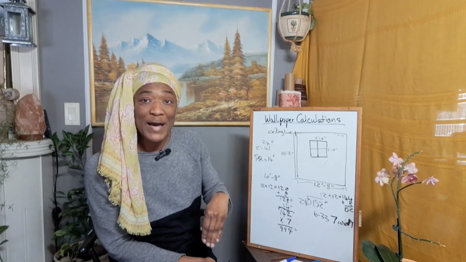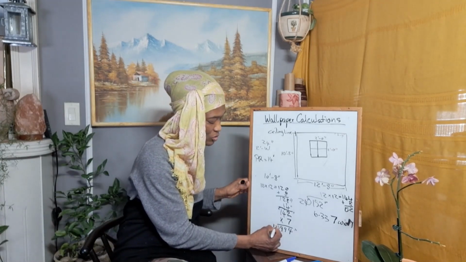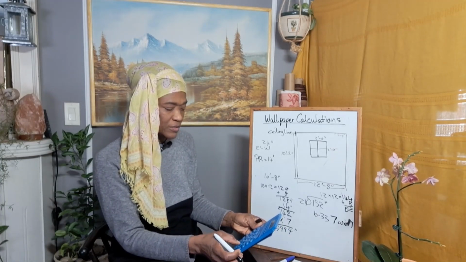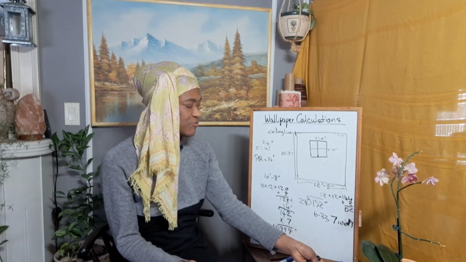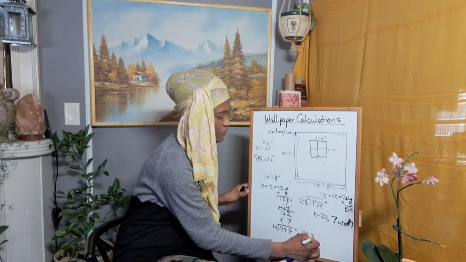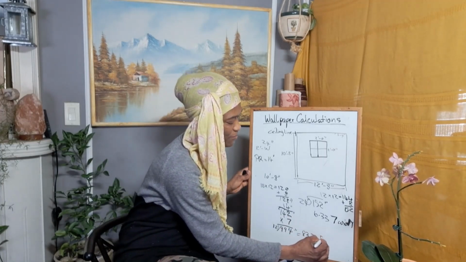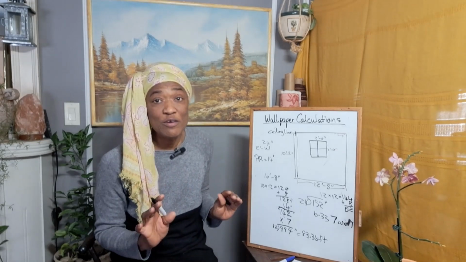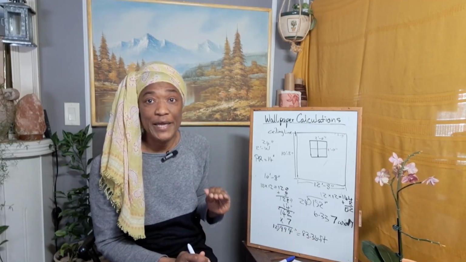To convert that back to feet, we will then go ahead and divide this by 12. So that's 994 divided by 12 equals 83.36 feet of wallpaper. Then, if you are buying the wallpaper by the feet, then that's it. You don't have to calculate anymore.